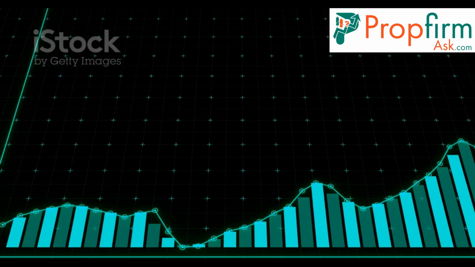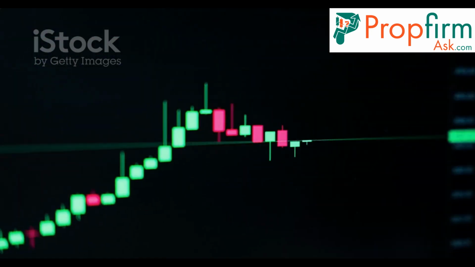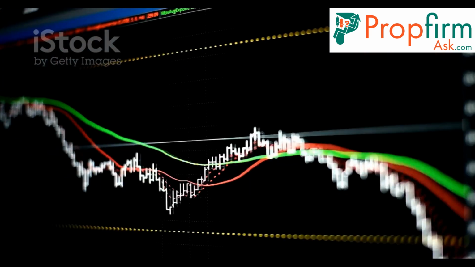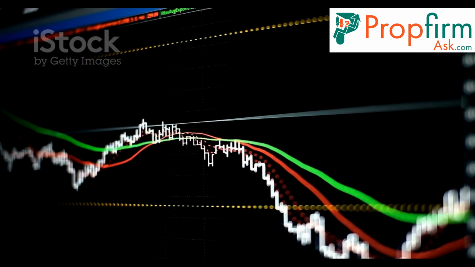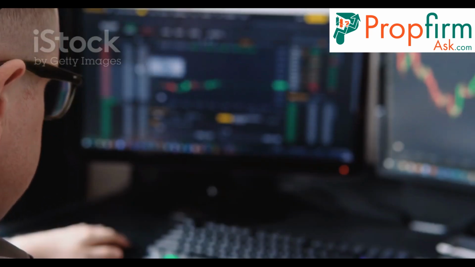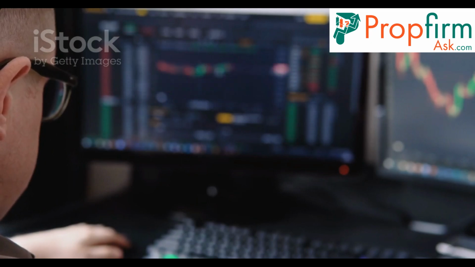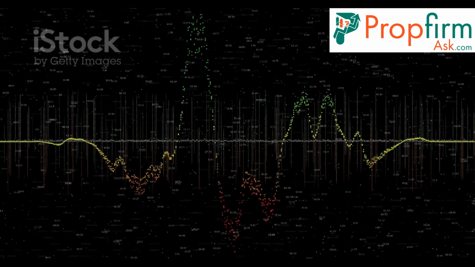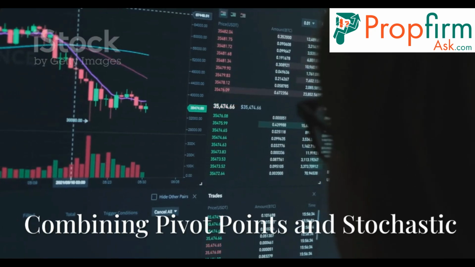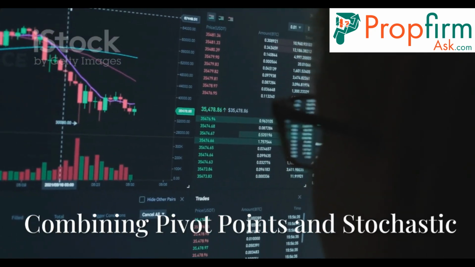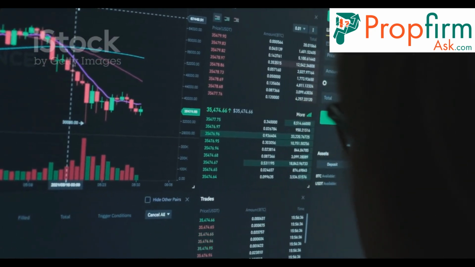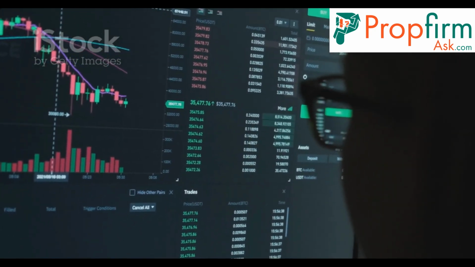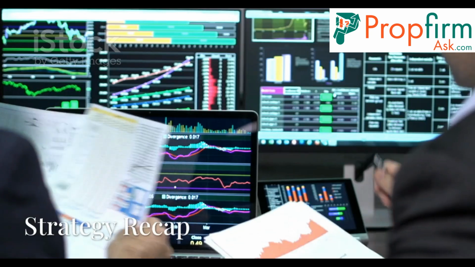Here's a short example. Price opens below the pivot. It pulls back to R1. The stochastic is overbought and turning down. We enter short, place our stop above the swing high, and target S1. Again, clean move, all based on logic, structure, and momentum. When you combine pivot points with the stochastic oscillator and follow the trend, your edge improves dramatically.